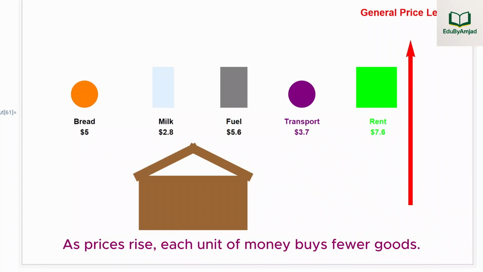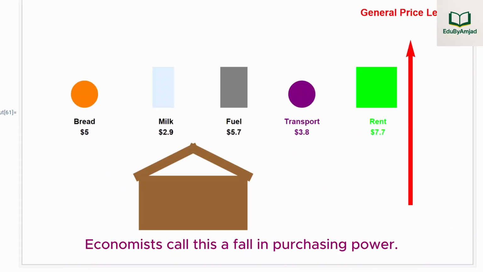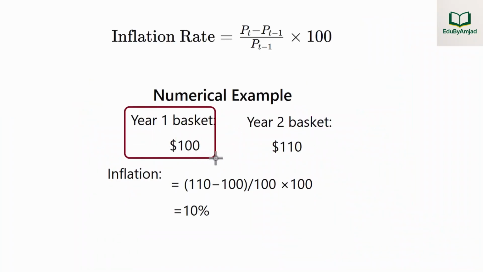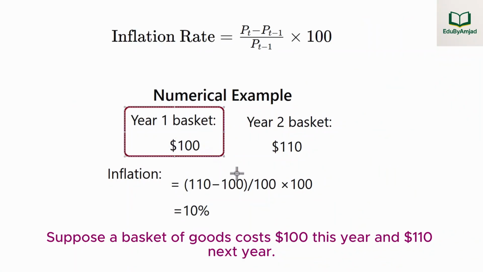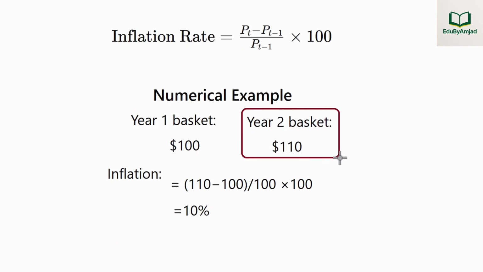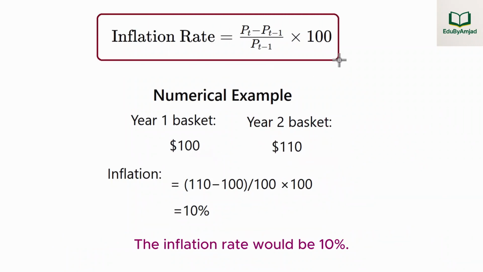As prices rise, each unit of money buys fewer goods. Economists call this a fall in purchasing power. Suppose a basket of goods costs $100 this year and $110 next year. The inflation rate would be 10%.